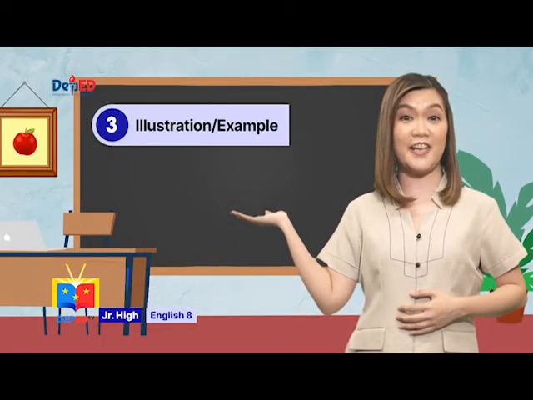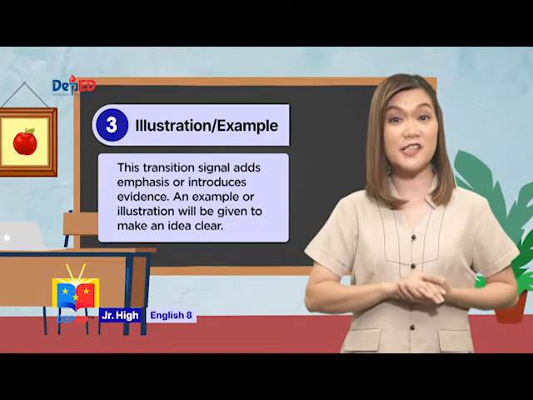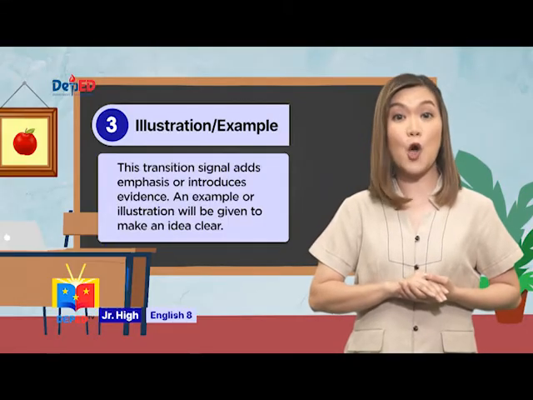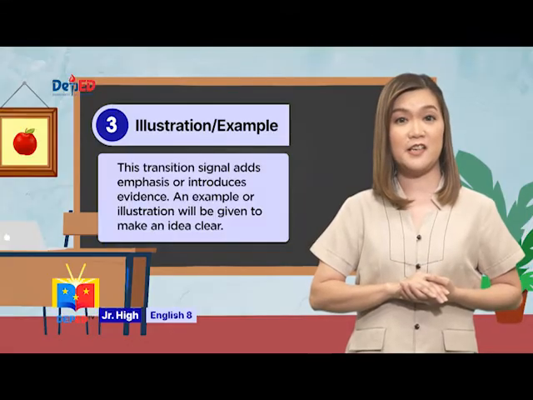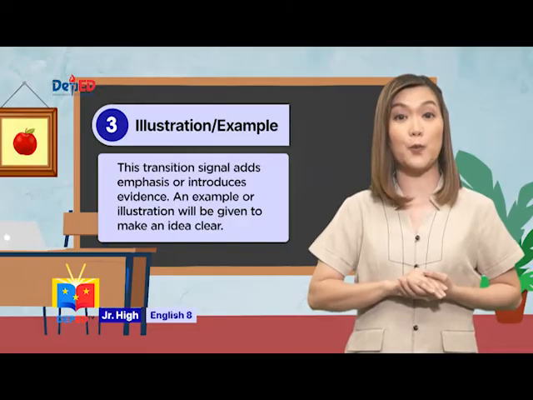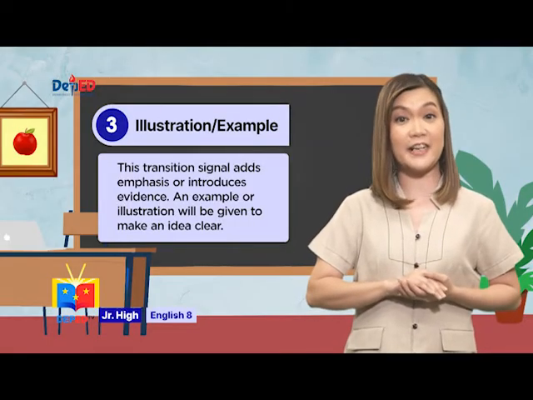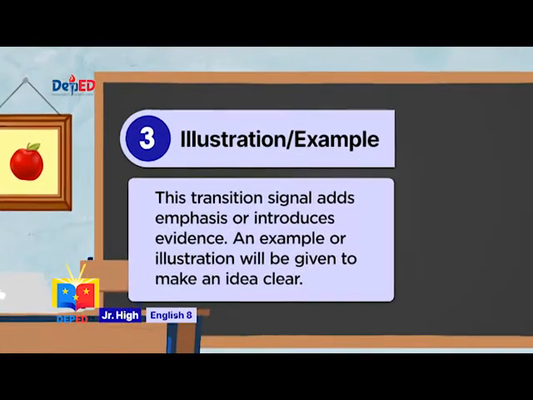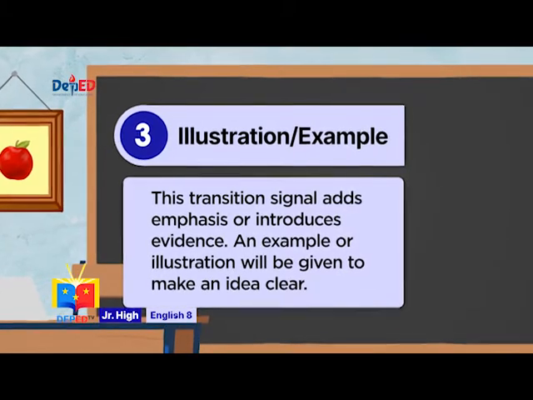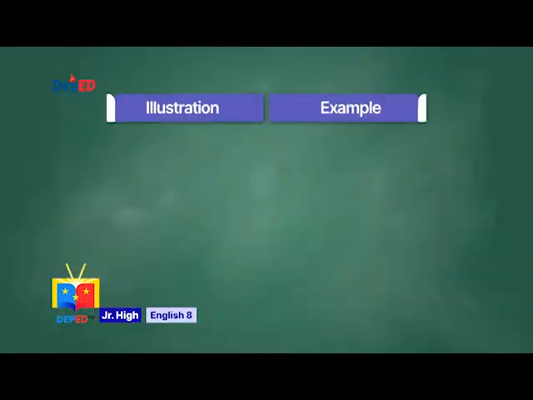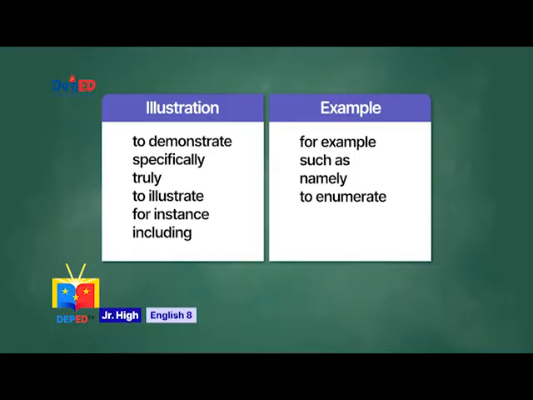And the last type of transition signal that we have for today is illustration and example. This transition signal adds emphasis or introduces evidence. An example or illustration will be given to make an idea clear. The following are the transition signals used for illustration and example.